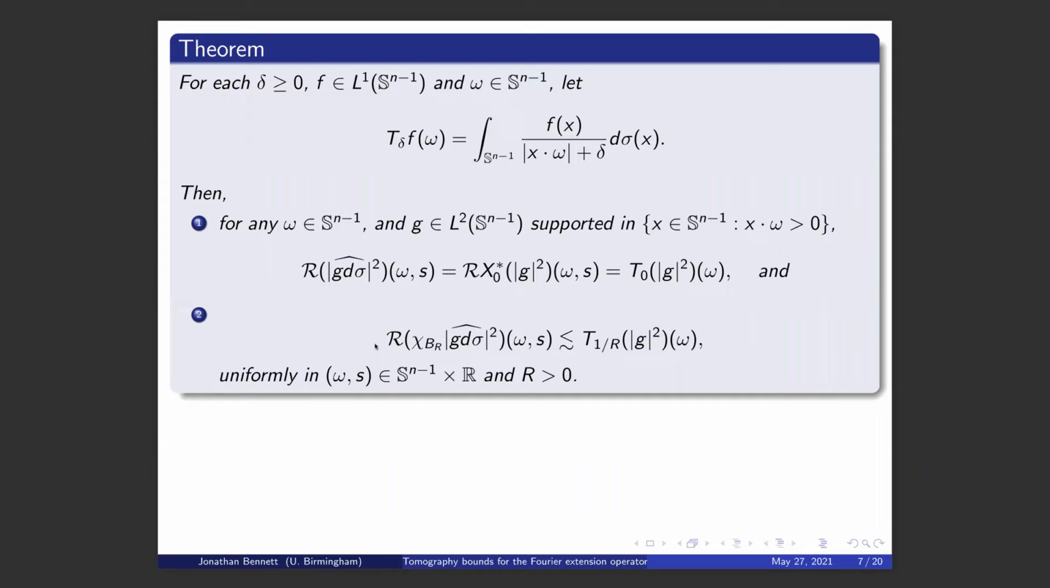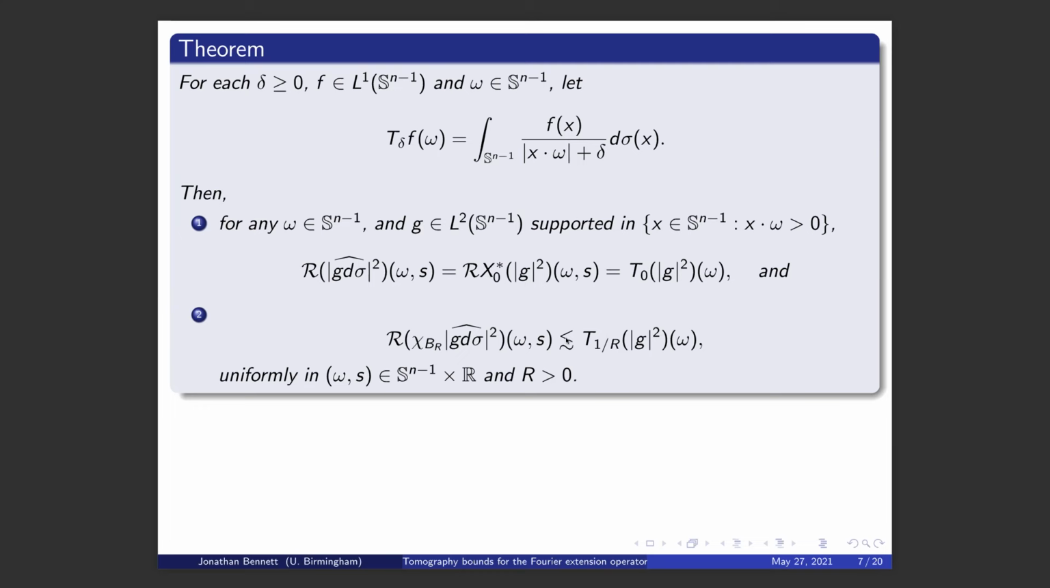And so for that reason, part two here brings in this cutoff function and estimates the Radon transform of mod GD sigma hat squared in terms of one of these T deltas. And you can see how the scale delta equals 1/r is the natural scale associated with this level of truncation. But from the point of view of first exposure to this, one might imagine that delta is zero and that one's not carrying a truncation parameter here.